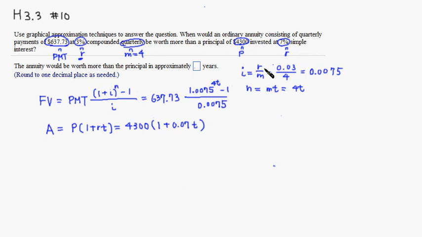So let's put that in: 1.9 years. All right, that's it. I hope that this was clear.